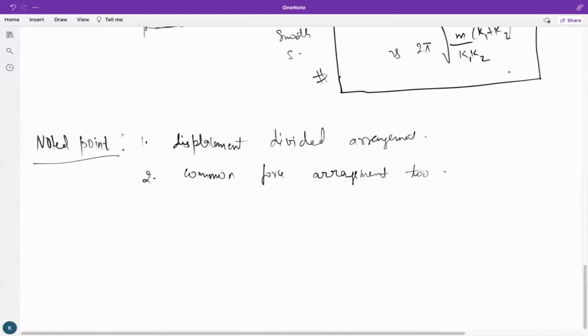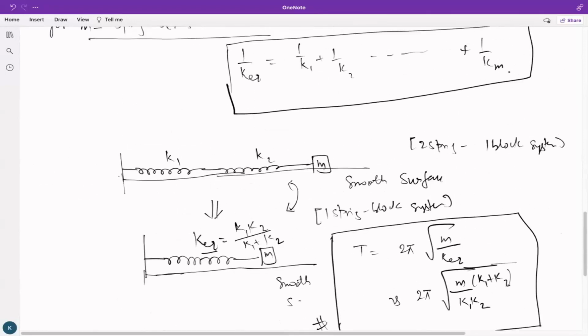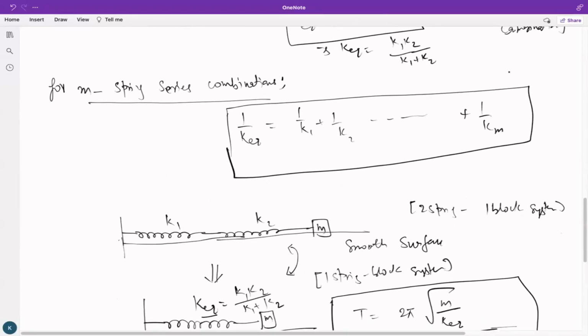In series combination, this is the displacement divider arrangement, and it is a common force arrangement. I hope we've talked enough about series combinations. Wherever you need it, we will also deal with questions.